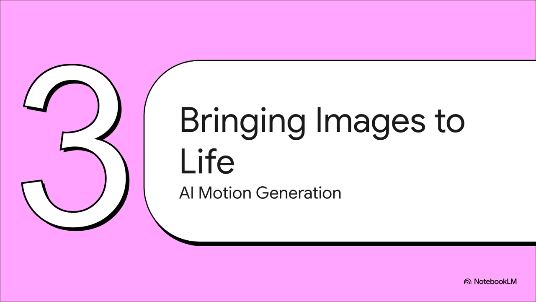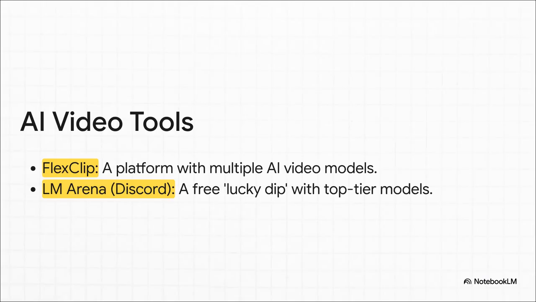Okay, so we've built this fantastic library of static images that really define our brand's world. Now it's time for the final magic trick, adding motion to transform these stills into dynamic, cinematic clips. For this, we've got 2 main options. FlexClip is a great platform that actually integrates multiple AI video models. But for a completely free alternative, there's a Discord server called LM Arena, which is basically a lucky dip that gives you access to some of the very best models out there right now.